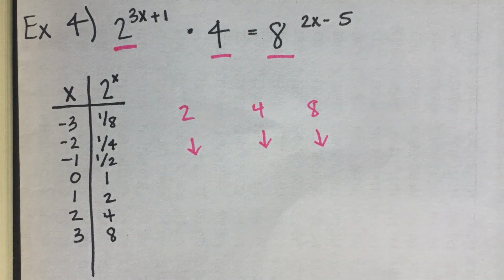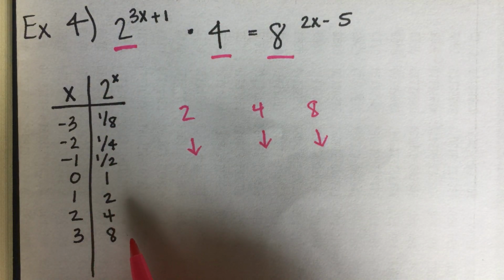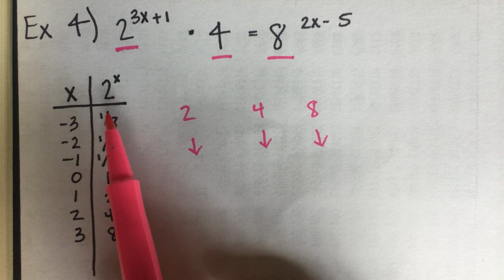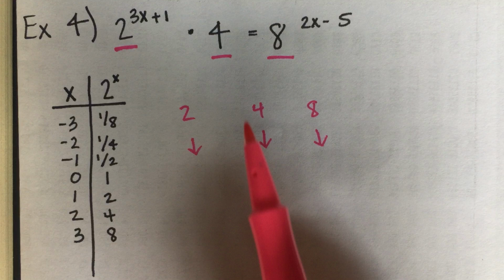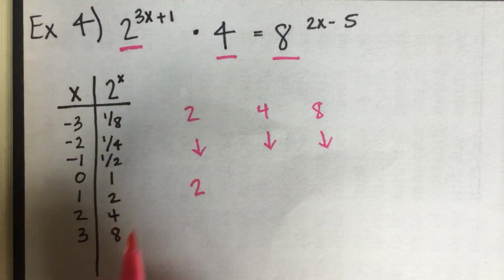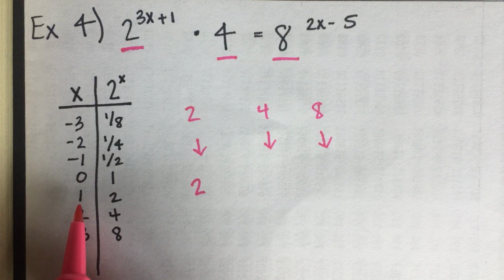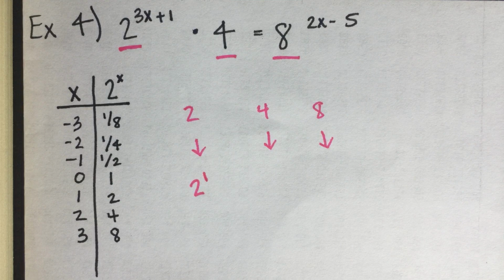So I noticed that 2, 4, and 8 all show up in this same column of the 2 to the x table. You need your reference sheet in order to figure that out. And so if I want to make 2 have a base 2, right here you see this 2, it has an exponent of 1. So we're going to say 2 to the first power is equal to 2.